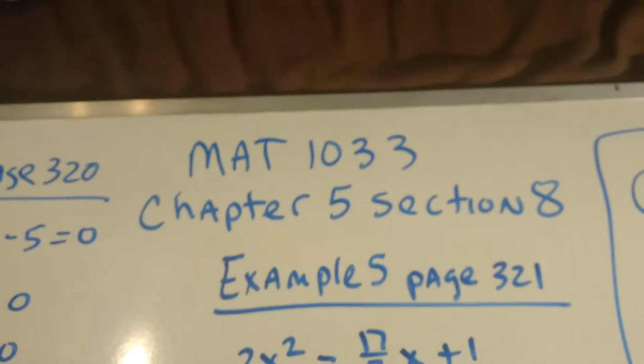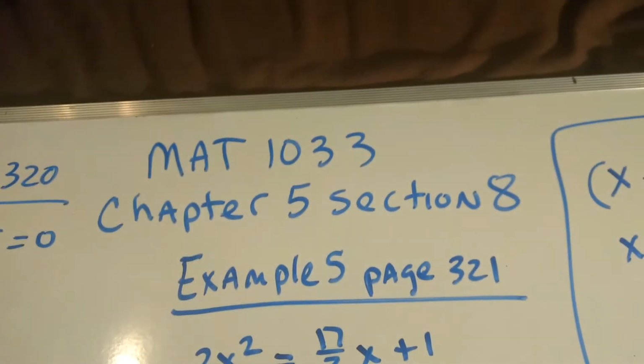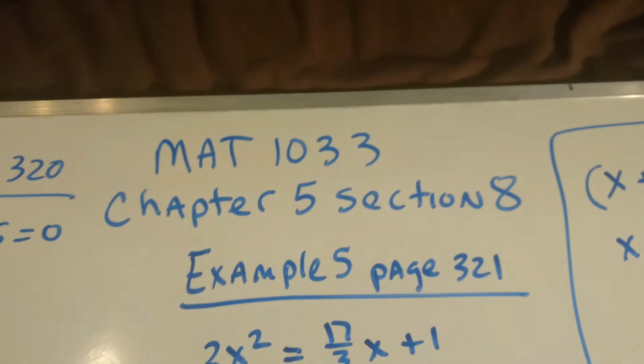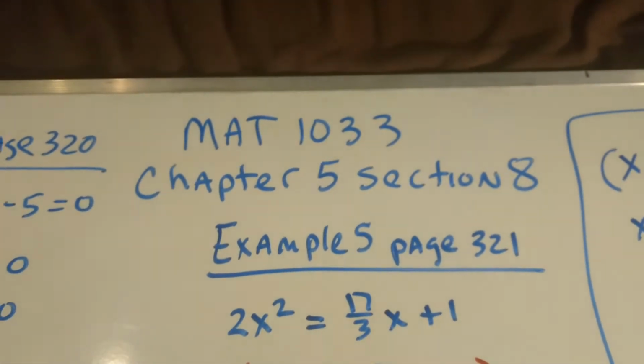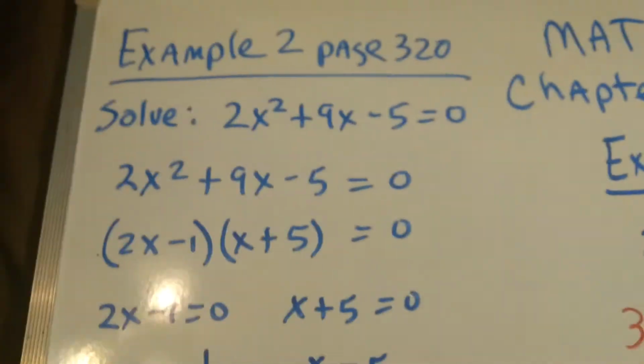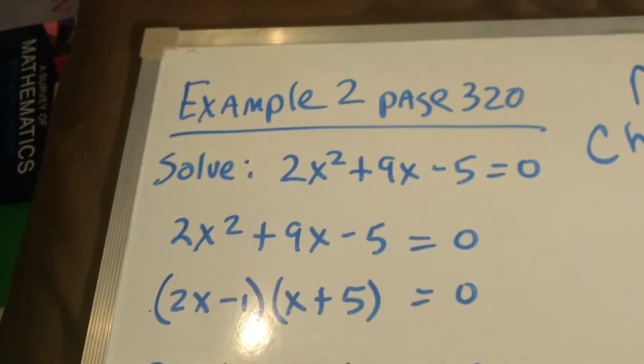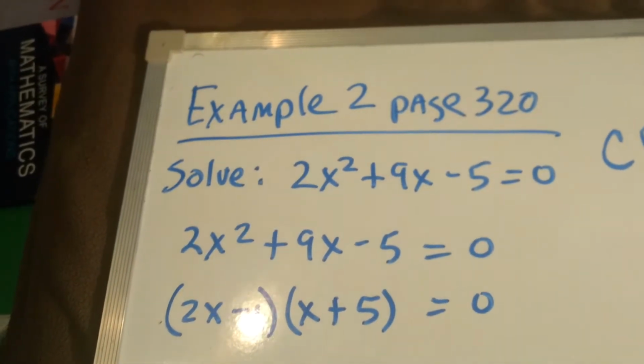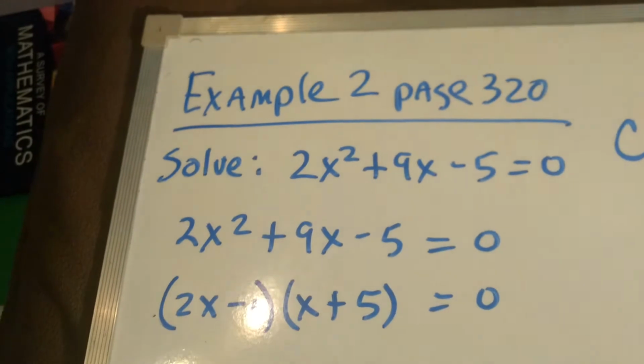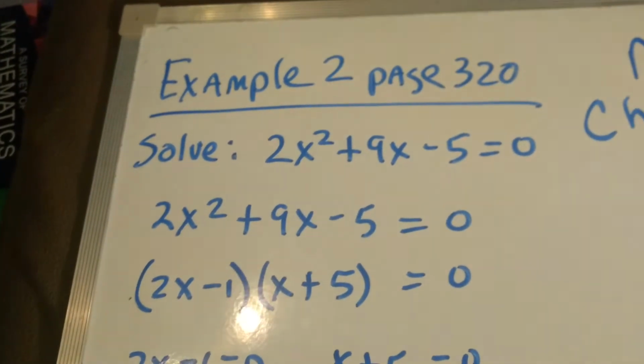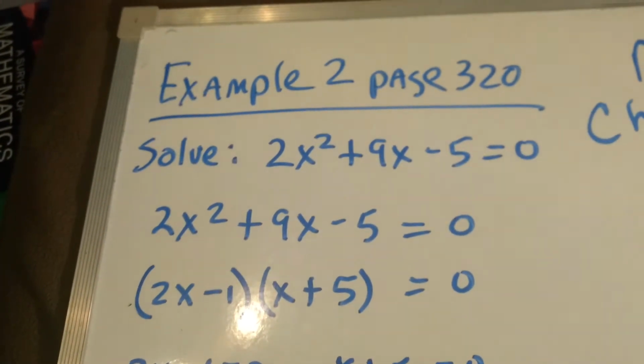This is Math 1033, chapter 5, section 8. This deals with solving quadratics by factoring. First of all, if you're not good on factoring, make sure you review your rules on factoring. Make sure you are able to factor. If you can factor, these problems become very easy.